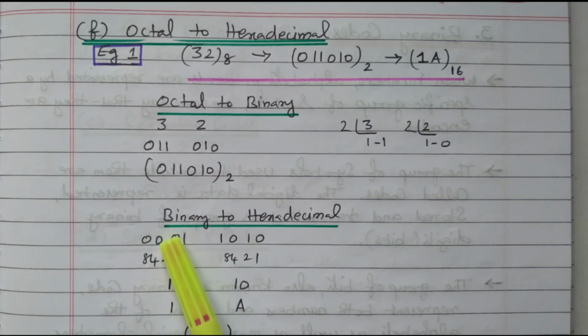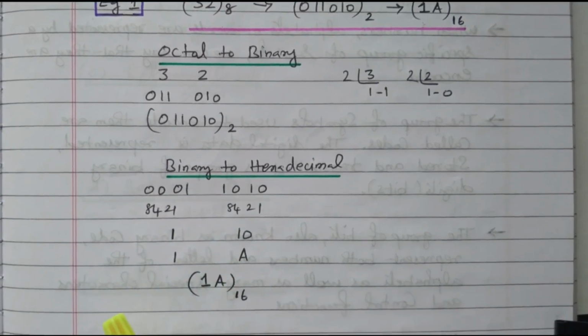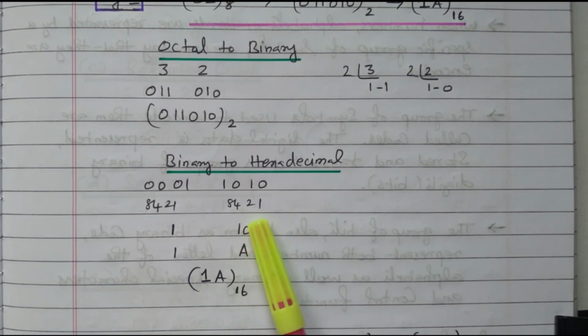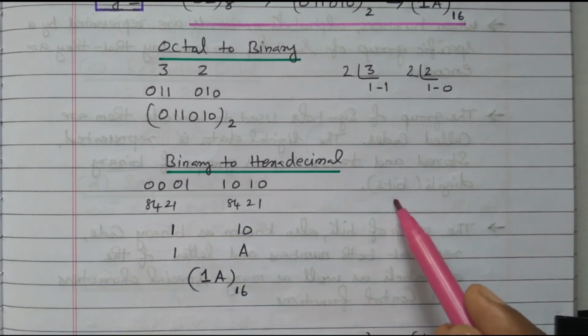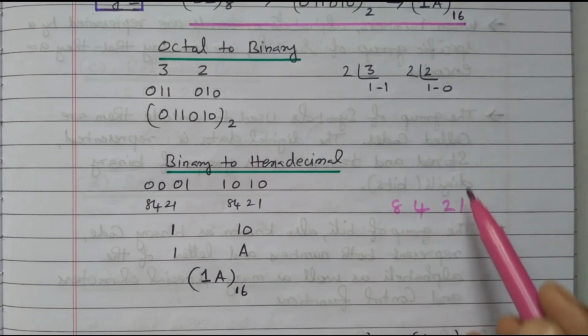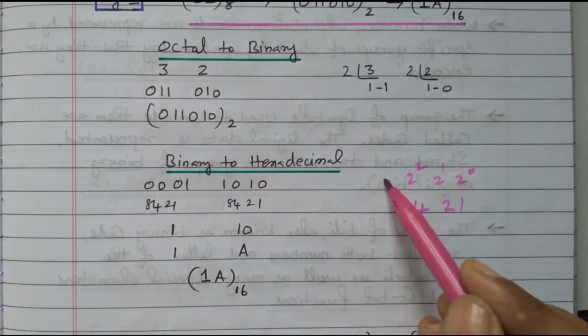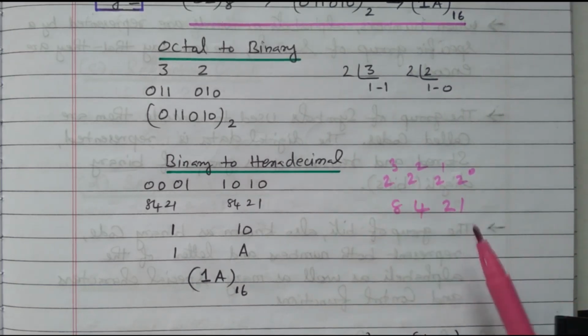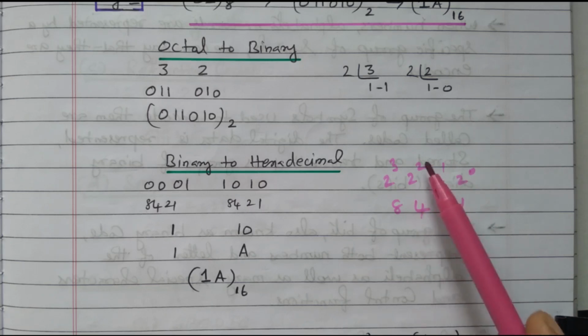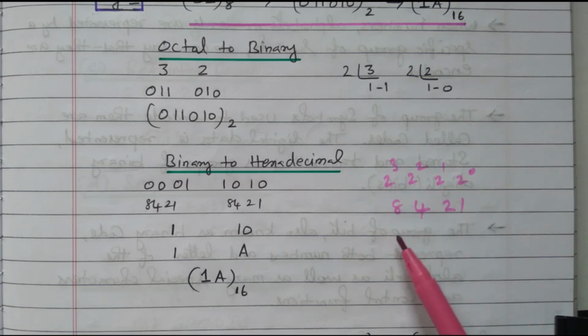Now we convert this binary into hexadecimal. How to convert this binary into hexadecimal? By using the weightage 8 4 2 1. What is that 8 4 2 1? This 8 4 2 1 is nothing but 2 to the power 0, 2 to the power 1, 2 to the power 2, 2 to the power 3, right? 2 to the power 0 is 1, 2 to the power 1 is 2, 2 to the power 2 means 4, 2 to the power 3 means 8, right?